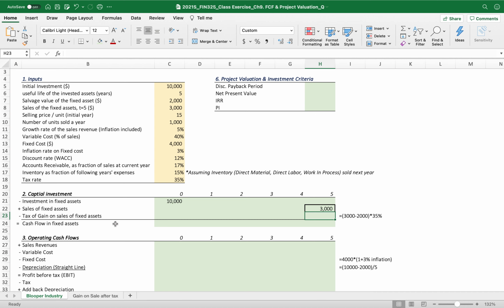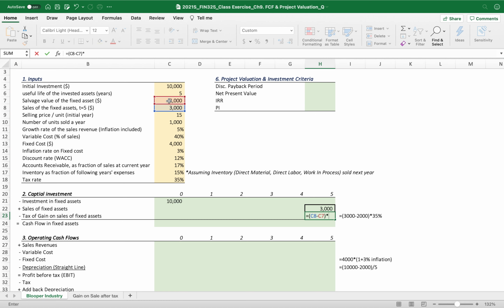Then tax on the gain on sales. How do you get it? We assume this $2,000 is the salvage value, right? So let's calculate it. 3,000 minus 2,000 is going to be the gain from the sale. 3,000 is the sales price of the invested fixed asset, minus $2,000, which is the salvage value or the book value at the end of year 5.